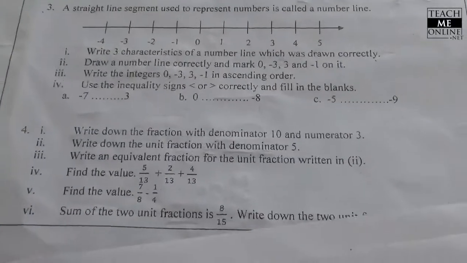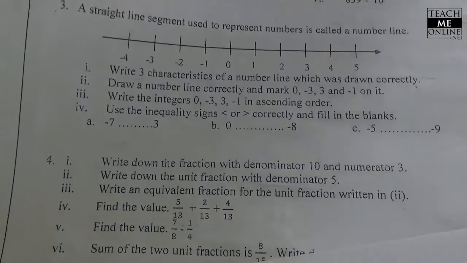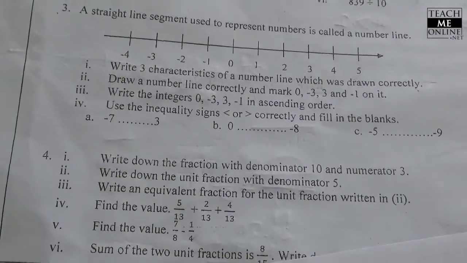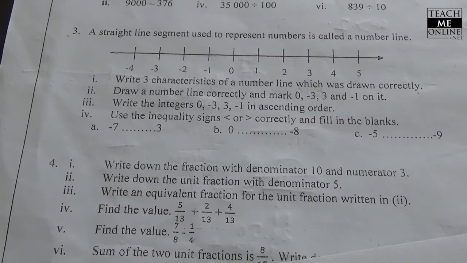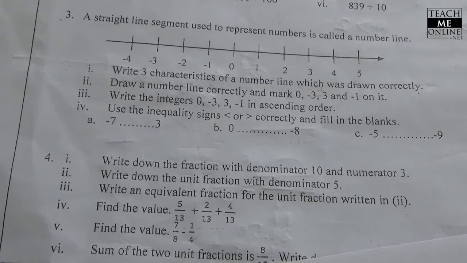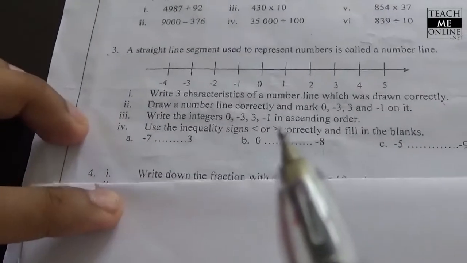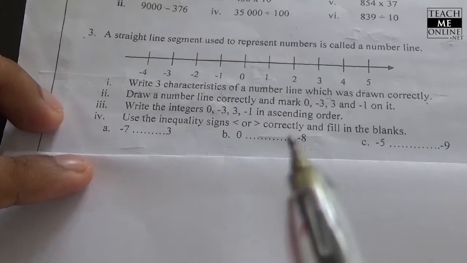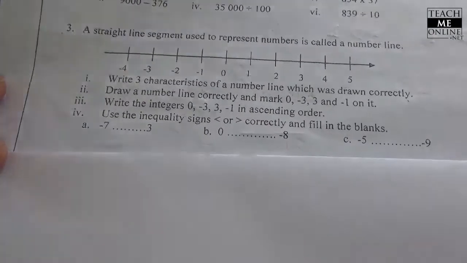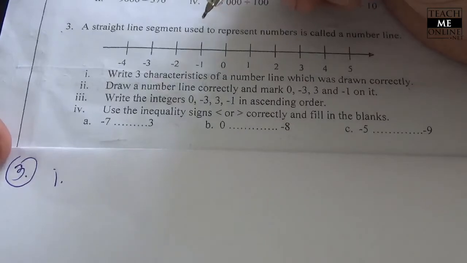Moving on to question number 3. They have given us a straight line segment and said a straight line segment used to represent numbers is called a number line. So this is a number line. Question number 3, part 1: write 3 characteristics of a number line which was drawn correctly.